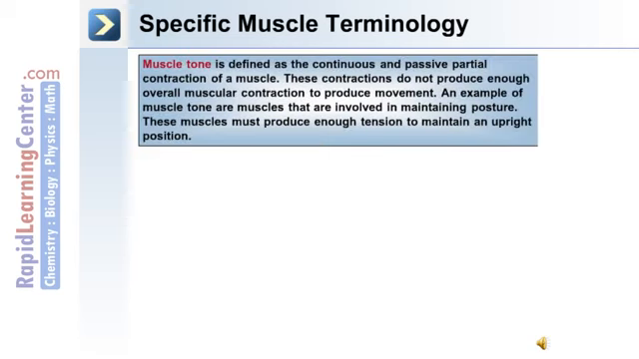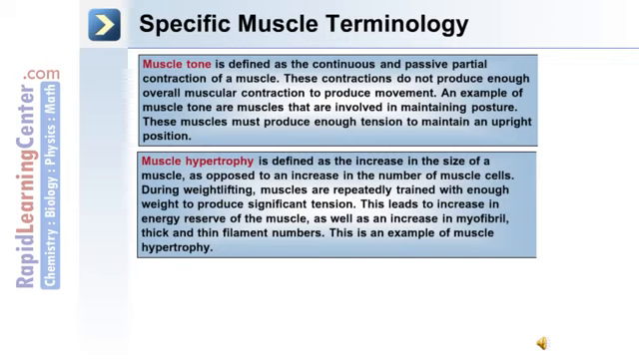Muscle tone. Muscle tone is defined as the continuous and passive partial contraction of a muscle. And these contractions do not produce enough contraction force to produce movement of the body. For example, the muscles that are involved in maintaining posture. These muscles must produce enough tension to maintain the upright position.